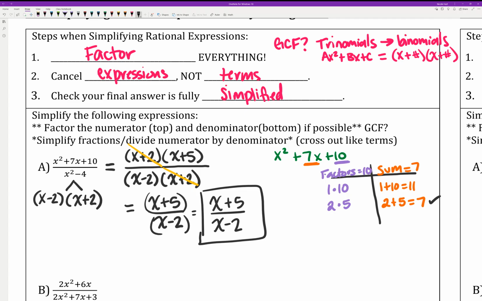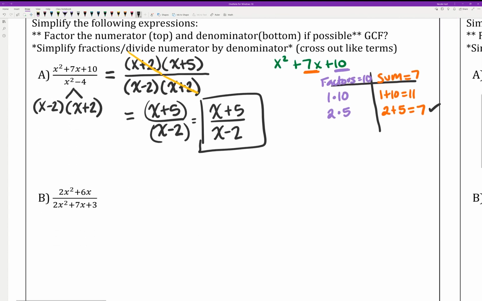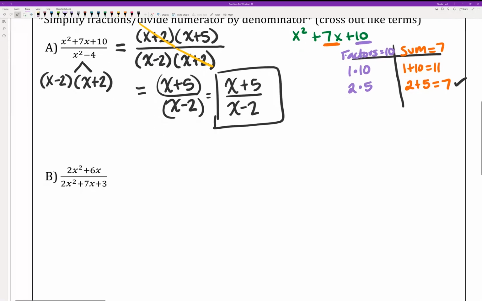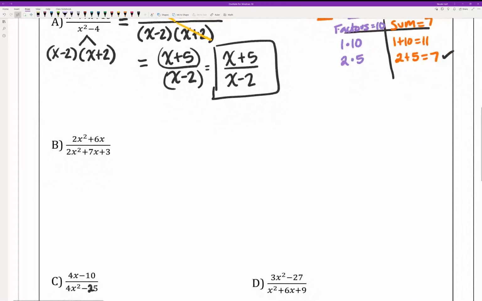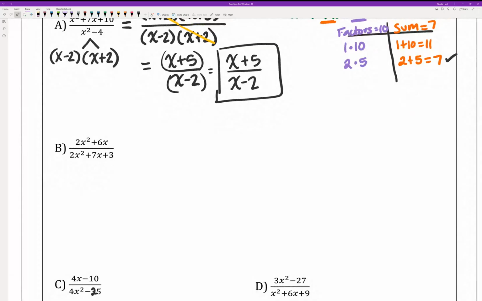So let's look at a second example. This one we may need to take out greatest common factor, or you may need to factor the trinomial. It looks like we have a little bit of both. So I'm going to need to factor out on the top, the numerator. I have 2x squared plus 6x. I believe I can take out a greatest common factor.